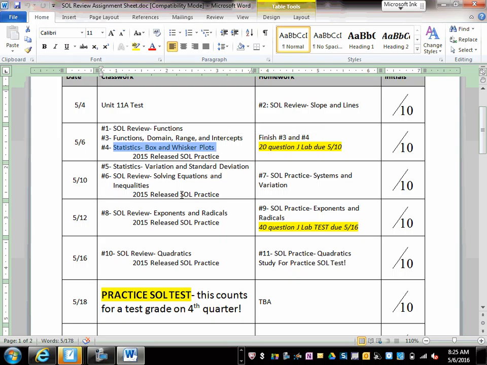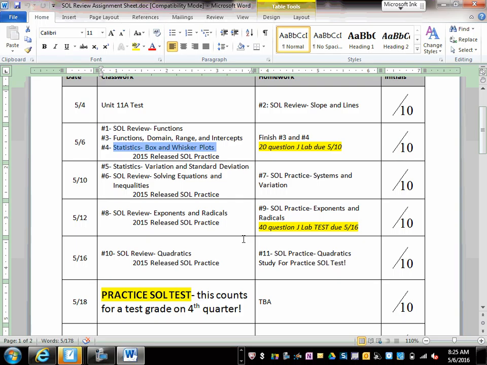So then next class we're going to talk about standard deviation and variation, that's our second stat topic, and then solving equations and inequalities, this includes systems of equations. And then the following class will review exponents and radicals. And the following class after that is quadratics. So we've taken the topics and broken them down between these four days.